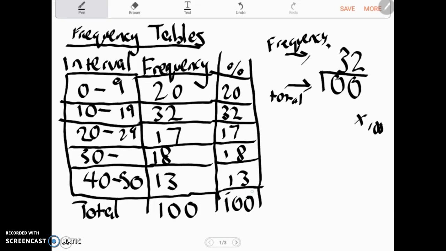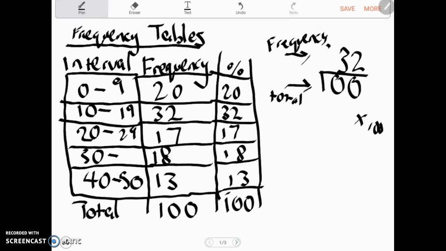Also, you're always going to get 100% for your total frequency percentage, because the total of anything is always 100%. And to calculate the frequency percentage, you just go your frequency divided by your total times 100. So I'll just go through that one more time. To get the percentage, you go frequency divided by total times 100.